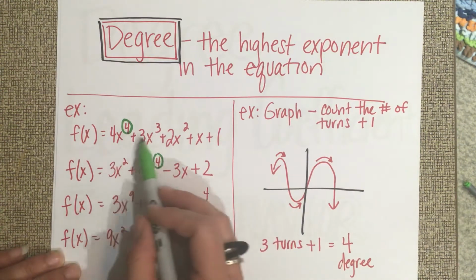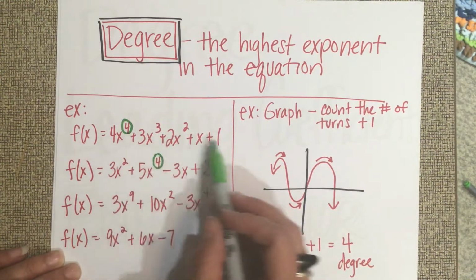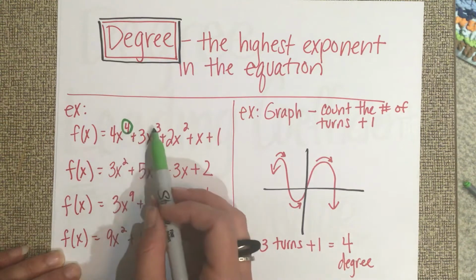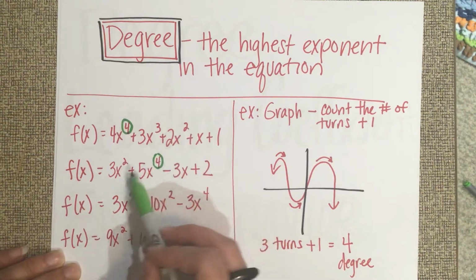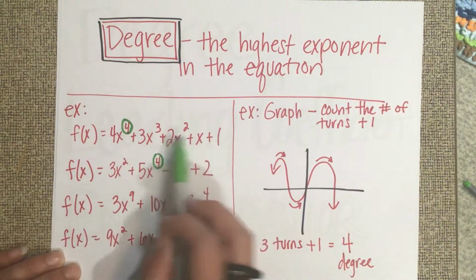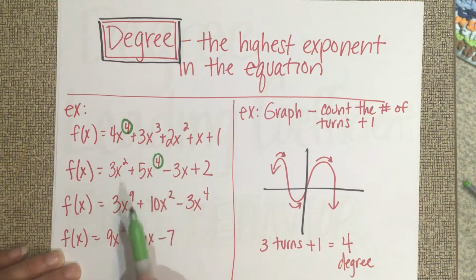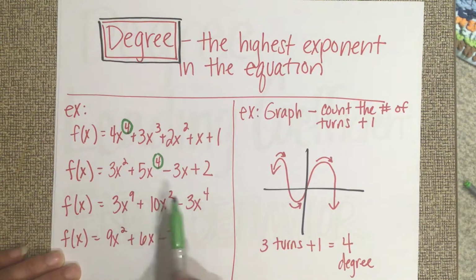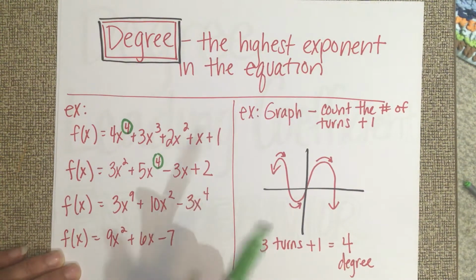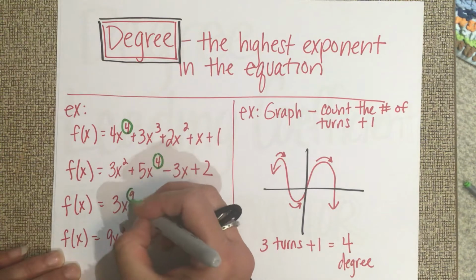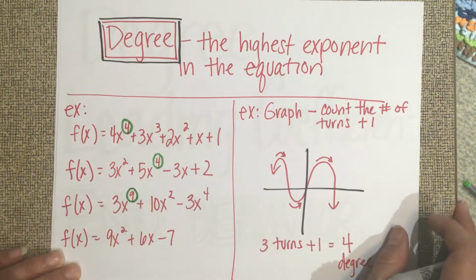So it's not always the very first term, especially if it's not written in order. Now, this first one is called standard form because it is written in descending order. If it's written that way, then you can always look at the first one, but sometimes they're not written that way. That's why here it was in the middle. Next, we have to the 9th, to the 2nd, to the 4th. So our highest power here is 9, so this is degree 9.